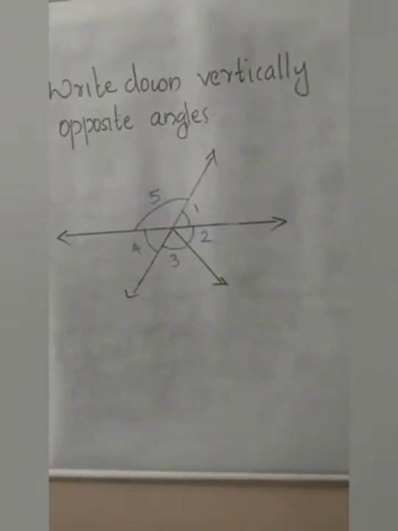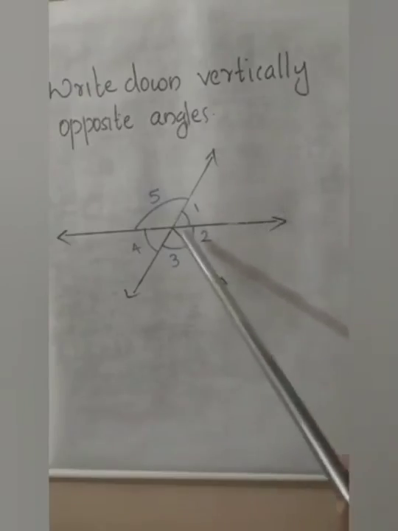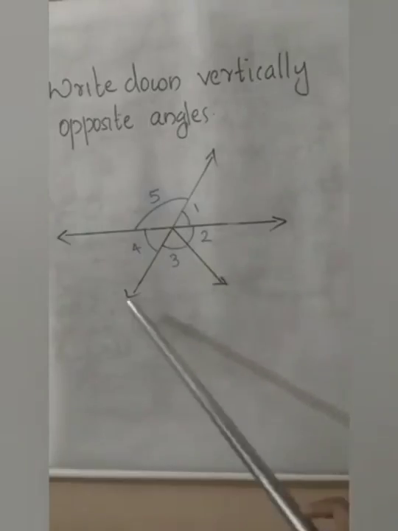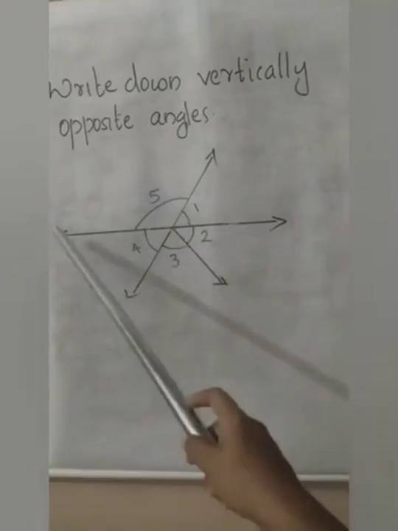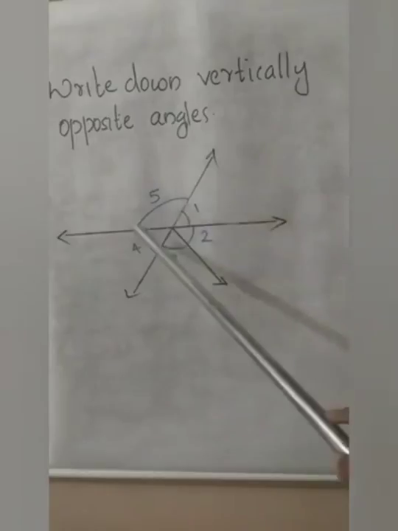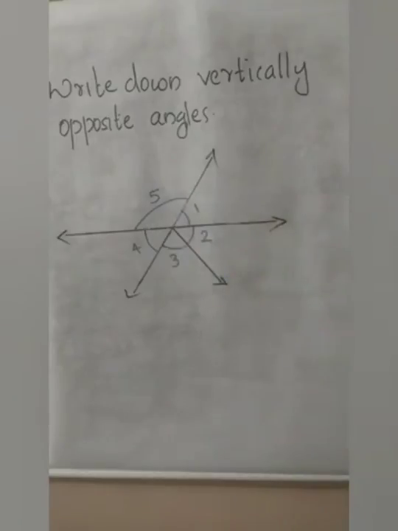We can solve one question regarding vertically opposite angles. Here one figure is given. Write down the vertically opposite angles from the figure. Here, which are the angles? This is angle 1, this is angle 2, this is angle 3, this is angle 4 and this whole is angle 5. So identify the vertically opposite angles.